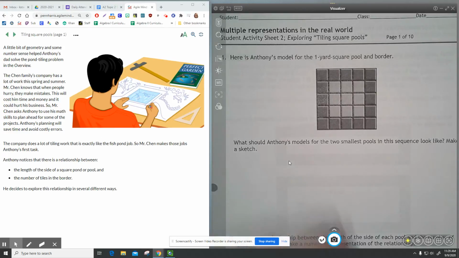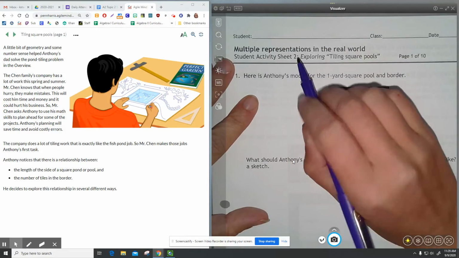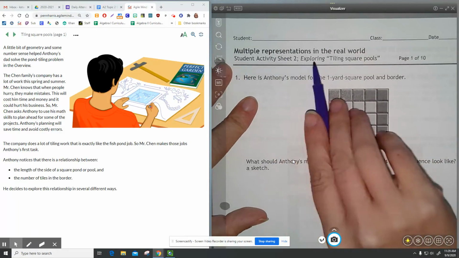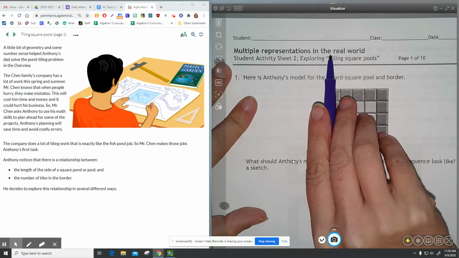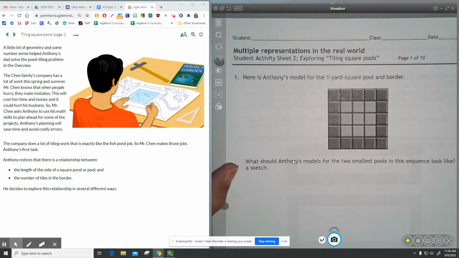Hey guys, today we are on student activity sheet 2 of topic 2, which is multiple representations in the real world. And we are in the exploring tiling square pools section. Okay, so just a little bit of background here. We have Anthony, who, if you guys remember from the other day, was helping his dad, Mr. Chen, with his pool company.